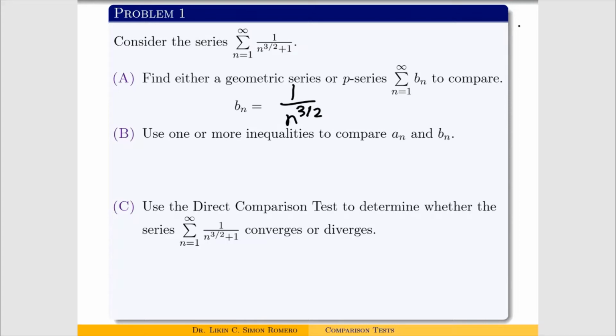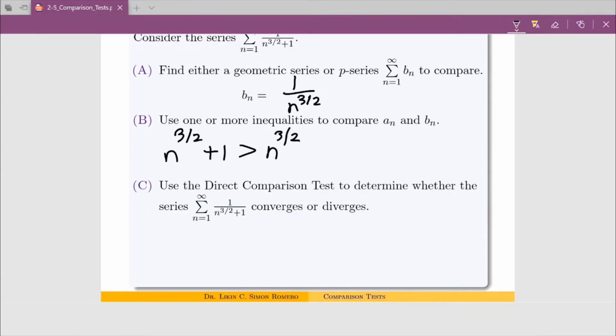For part B, we need to set up inequalities to compare our a of n and b of n. To do this, we can compare the denominators of the two series. Notice that n to the 3 over 2 plus 1 is greater than or equal to n to the 3 over 2. And thus, the series with the bigger denominator is going to be the smaller one. And thus we see that a of n is less than b of n.